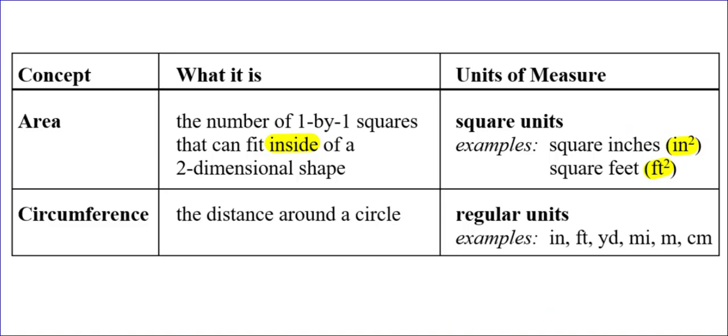Now, circumference of a circle is the distance around the circle. That's not going to be square inches or square feet. That's going to be regular units of measure, regular inches, regular feet, regular yards, and so on.